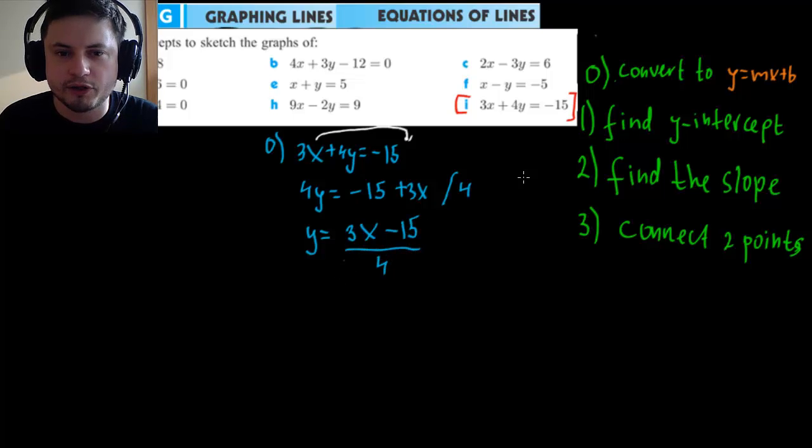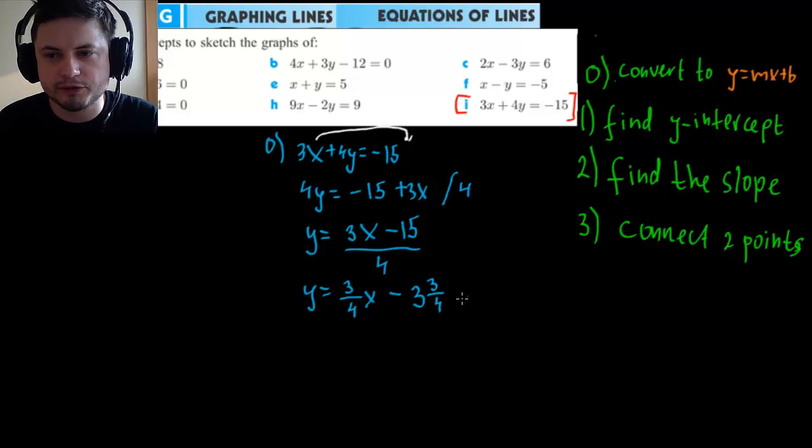Now, it's almost there. We almost have the necessary format. We just need to rewrite this as y equals 3/4 x, so each term will come individually. Minus 15/4. So we can keep this in this format, or you can actually rewrite this as, I believe, 15/4 is actually 3 3/4. Yeah, this is 3 3/4. All right, so this is our equation. So this step 0 is done.